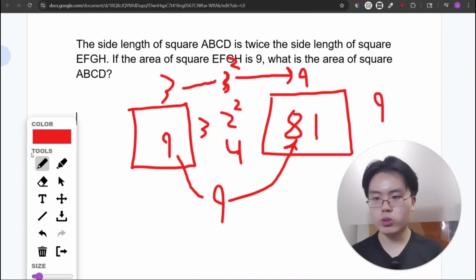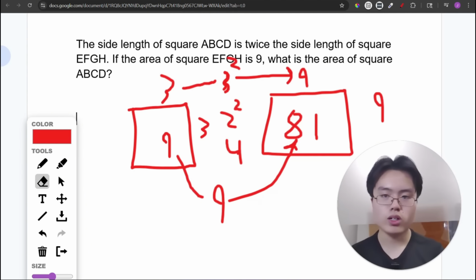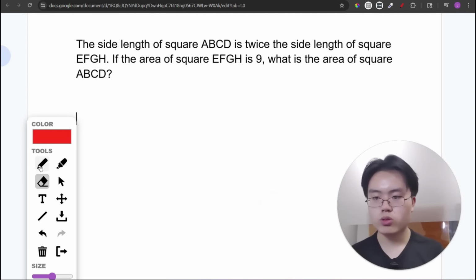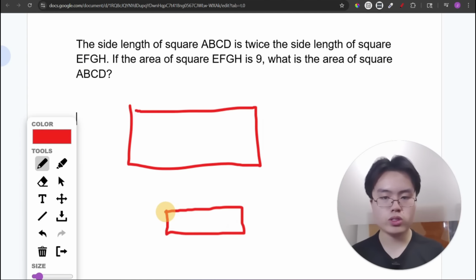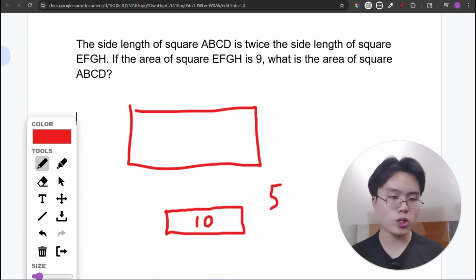So let's say we didn't know any of the side lengths of these squares. I guess you could figure it out, but let's say there were two rectangles. The question says they're similar, but we don't know the side lengths. All we know is that the scale factor of the sides is 5, and that the area of the small rectangle is 10. We know these are similar, and that the scale factor of the sides is 5. How do we get the area of the big rectangle?